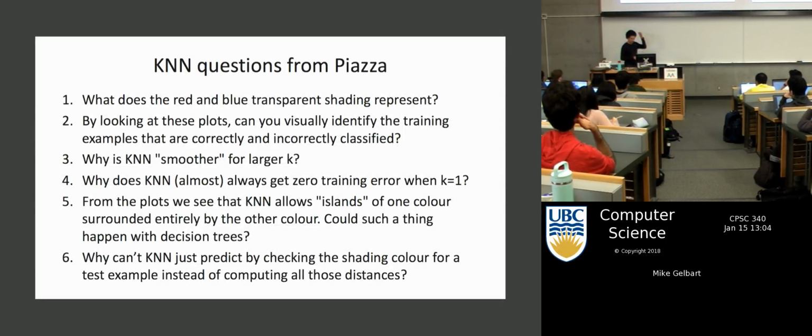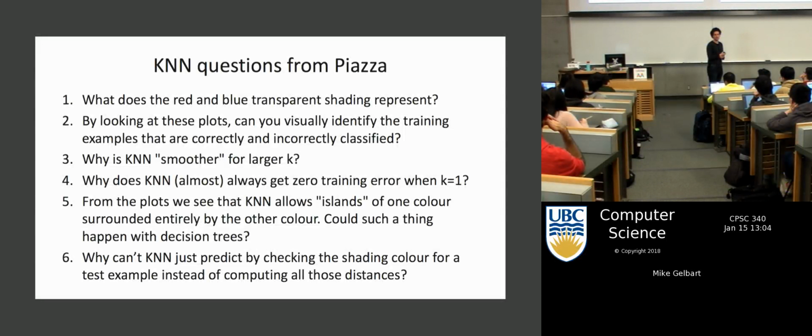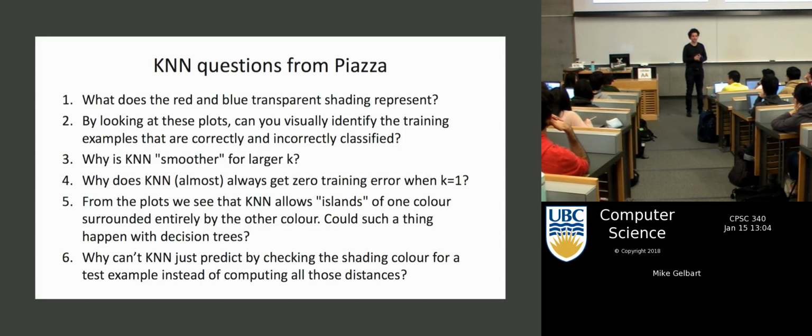One thing I would like to talk about today is just this number 4, which is why does KNN almost always get 0 training error when k equals 1? So would anyone like to take a stab at that? Oliver? So if you're doing k nearest neighbors with k equals 1, then that means you're finding the absolute nearest neighbor. But if you're using the training set, then it actually will point to itself. So it's basically classifying itself.